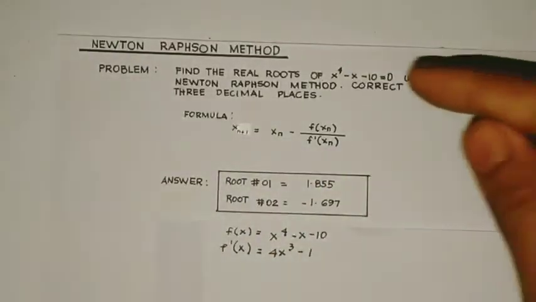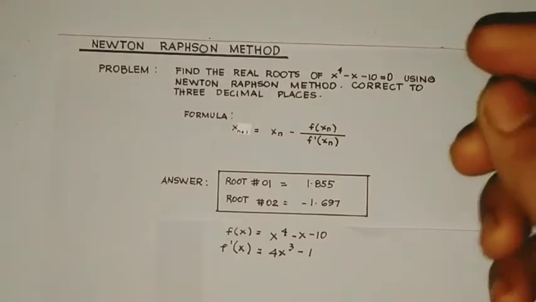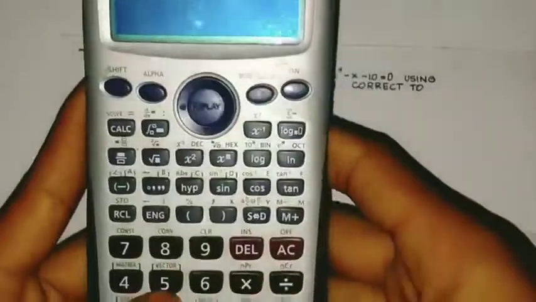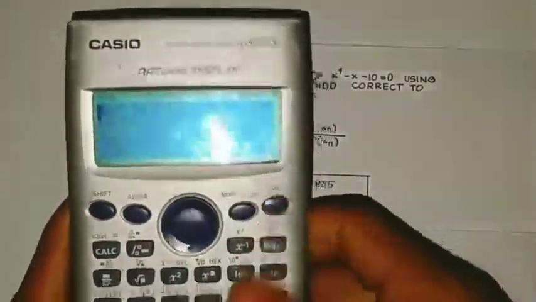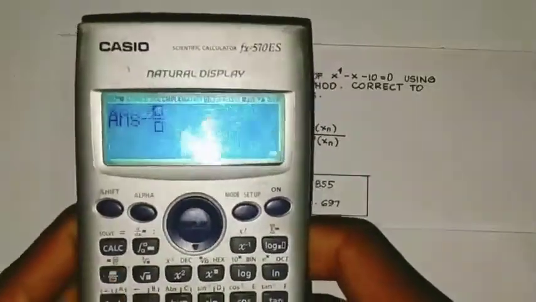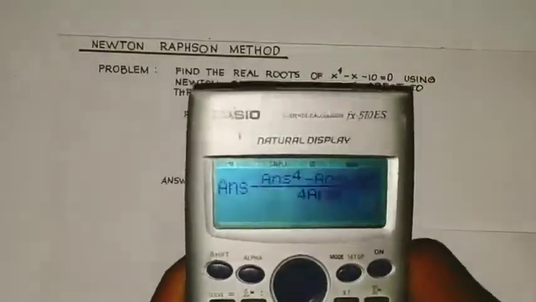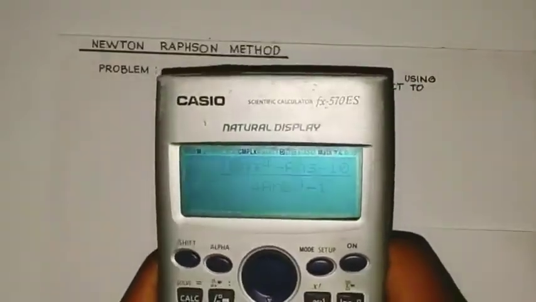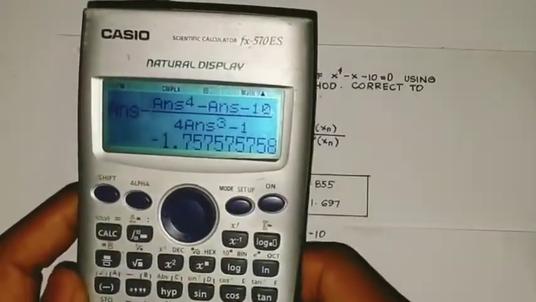Then, proceed tayo sa possible root since naka-x raised to 4 yung ating function. Therefore, there's possibility na meron pang ibang root. So, try natin mag-set ng initial guess sa negative value. So, initial guess natin is negative 2. Press equals, then i-clear natin. So, answer minus answer minus 10 for answer raised to 3 minus 1. So, sa first iteration ng initial guess natin negative 2 is negative 1.7575.